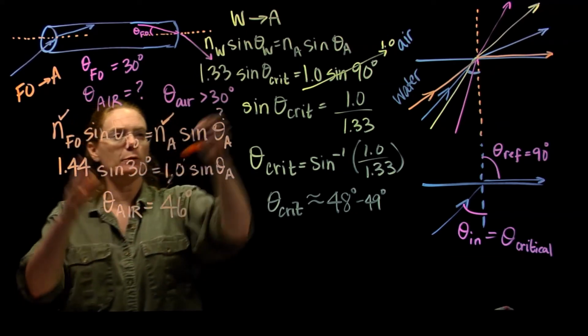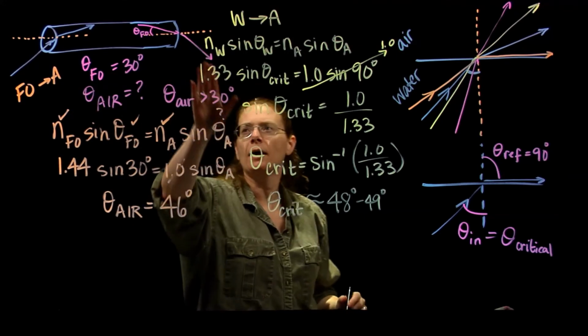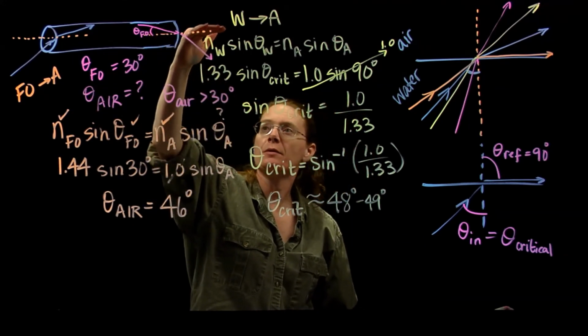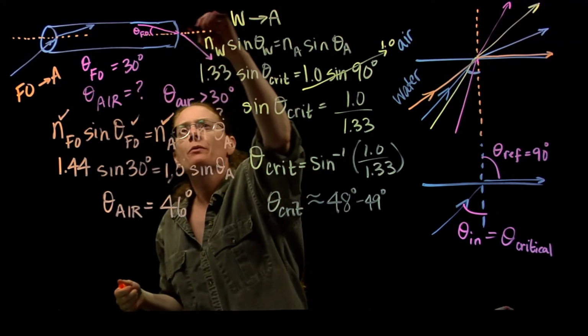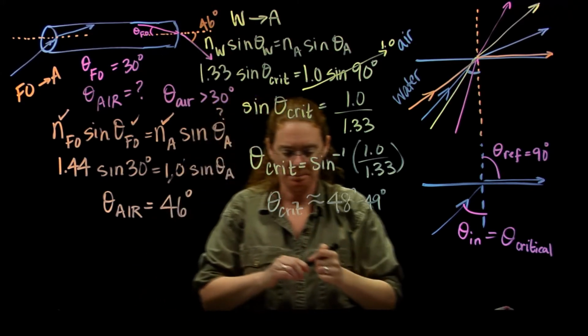All right, I was correct. Woohoo! I know what I'm doing. So it's bigger than 30 because when we go into a less dense material, it bends away from the normal. So if this one was 46, the angle in air was 46.